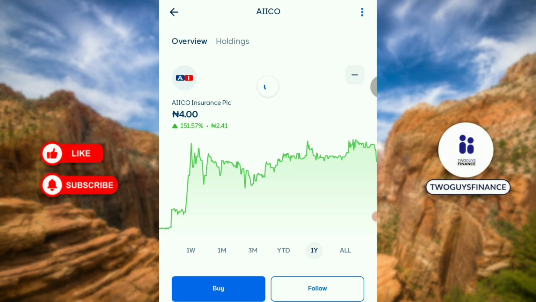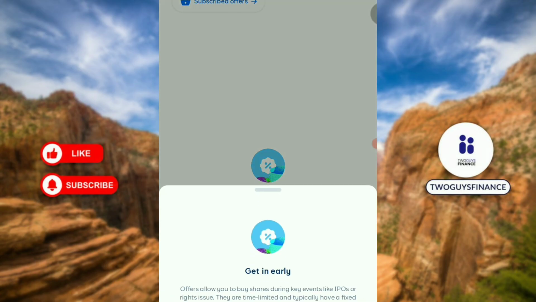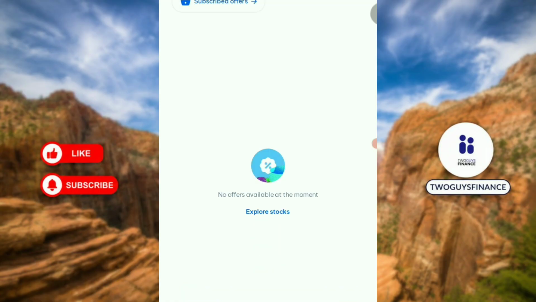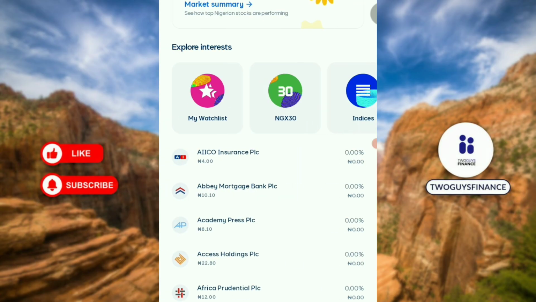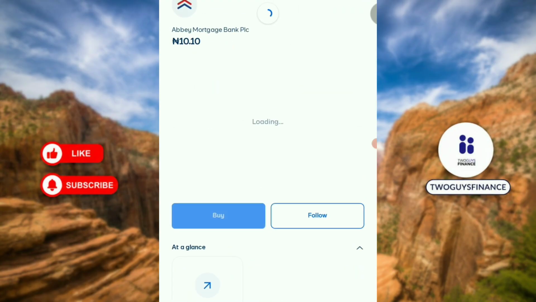So when you click on a stock you want to buy, you now input the amount of stock you want to buy. You can see that the stock has its price. The price you are seeing there is for a unit, the stock per unit. For example, the AIICO that I want to buy is just 10 naira 10 kobo. So you click on buy, then you select the amount you want to buy, then you are done.